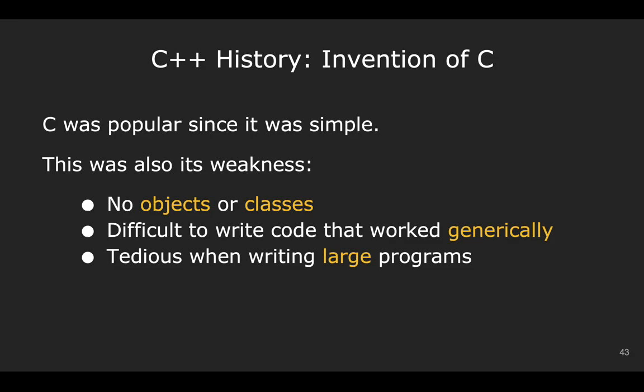Then imagine you wanted to keep track of all of the data you have. For example, there's a person on your platform that has a birthday, friends, things like that. In C, there's no such idea of having an individual object. If you wanted to keep track of all that information, you would have to manually maintain, for example, an array or a list from Python of all of those different details. So that was one really big difficulty with C: there's no way to abstract away the idea of an object or a class. It's difficult to write code that works generically, and overall, tedious when writing large programs.